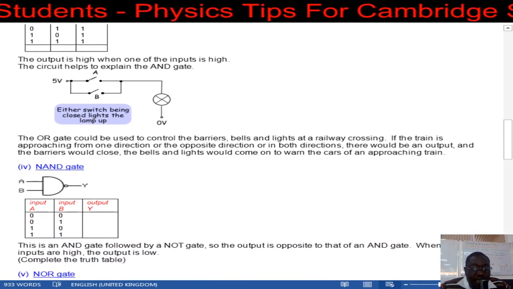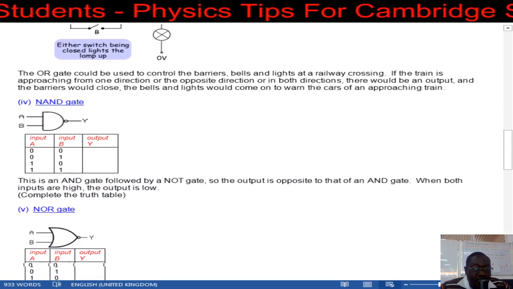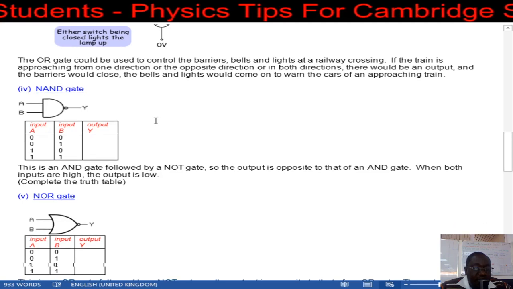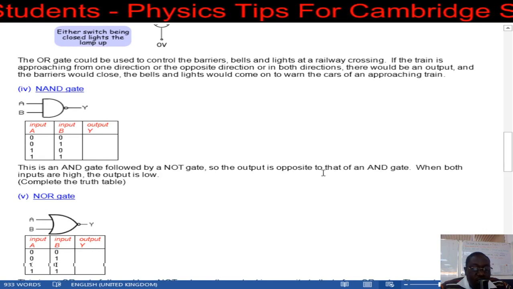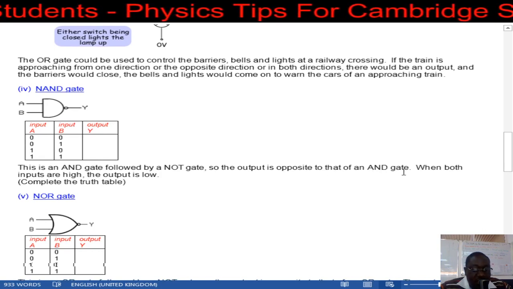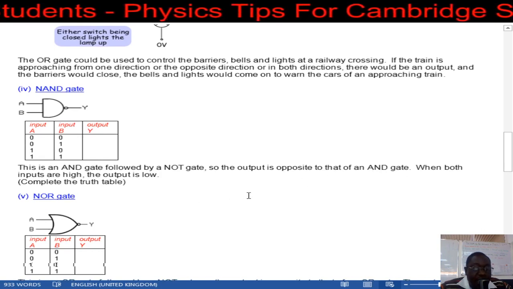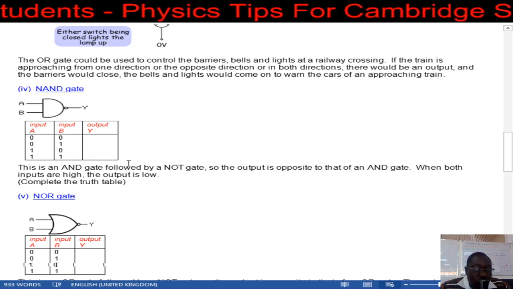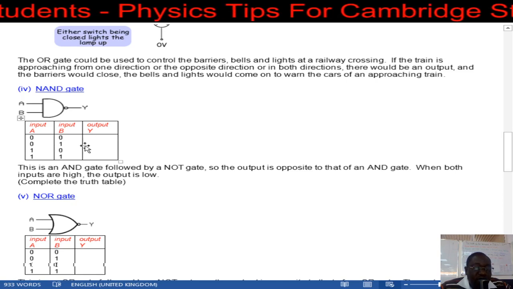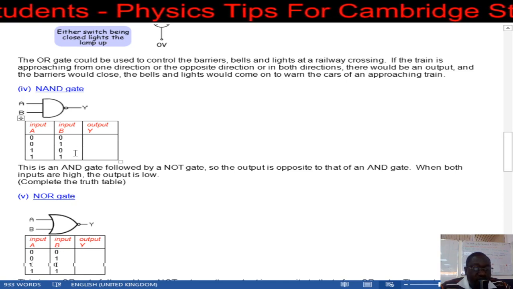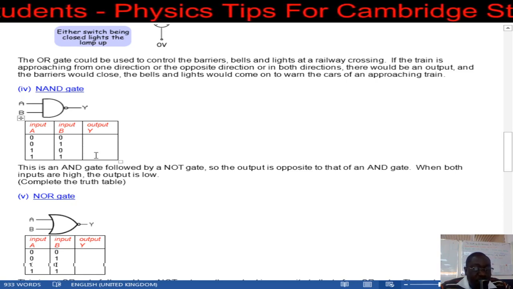Then we have a NAND gate. A NAND gate is just an AND gate followed by a NOT gate. So the output is opposite to that of an AND gate. When both inputs are high, the output will be low. So 0, 0 will give you a 1. 0, 1 will give you a 1. 1, 0 will give you a 1. 1, 1 gives you a 0.